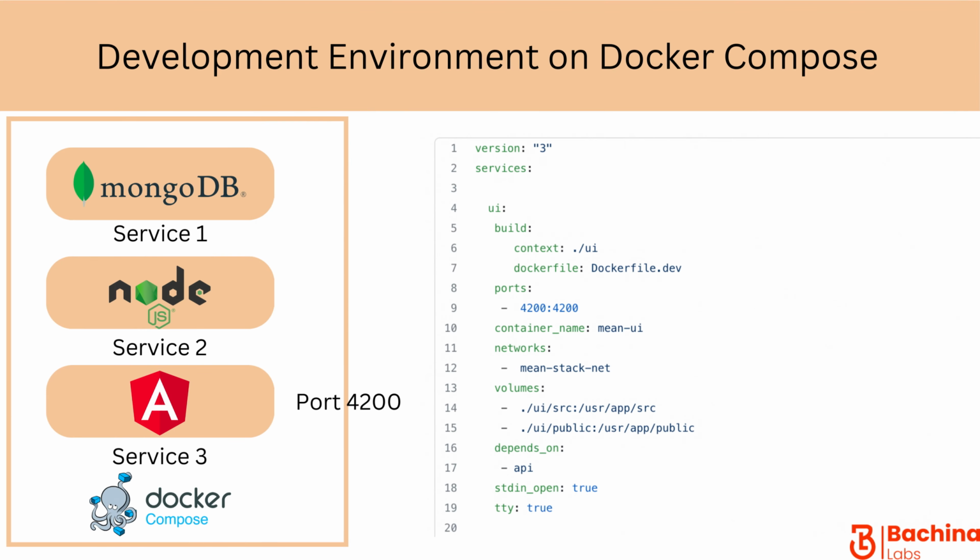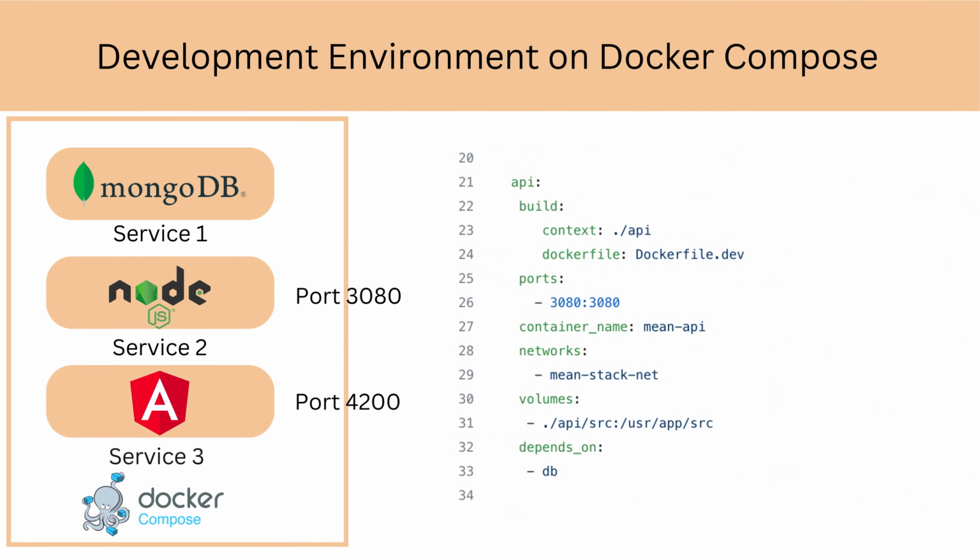Here the front-end app runs on port 3000, and we can also mention what networks it runs on, and what the dependencies are. Here the front-end UI depends on the API, so that's why at line number 16 there is a dependency. And let's look at the Node.js API. This is running on port 3080, and there is also a volume, and this also depends on DB. You can notice that at line number 33.